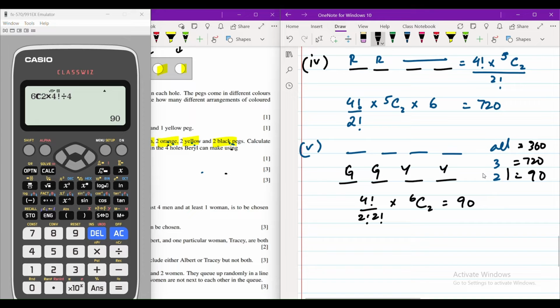So finally, we just add them all up for any case. 360 plus 720 plus 90. We get 1170.